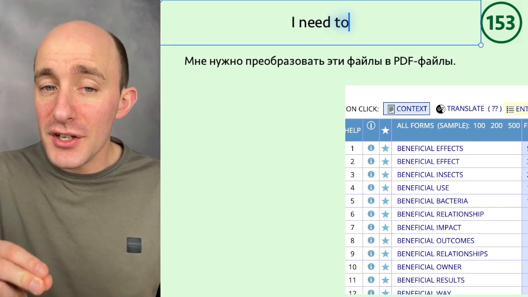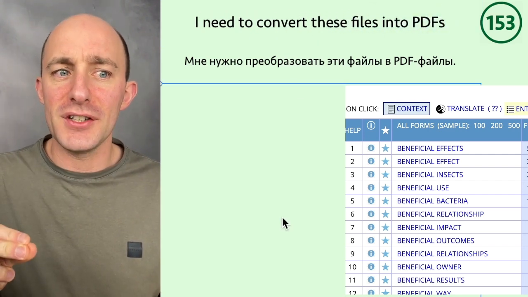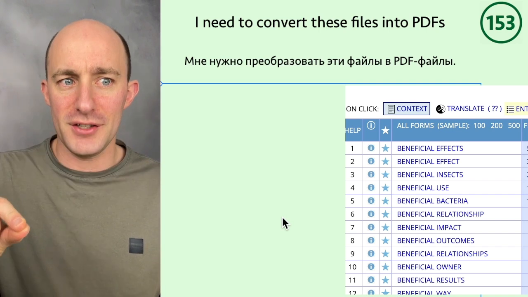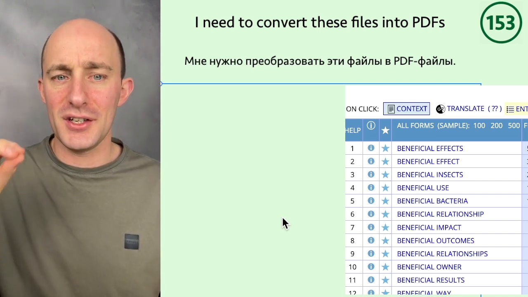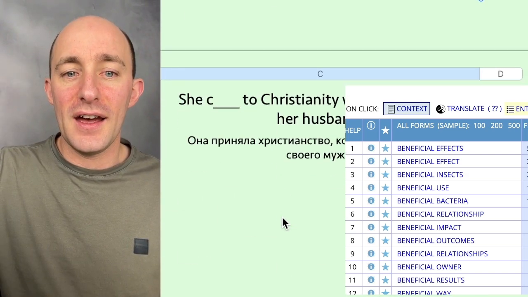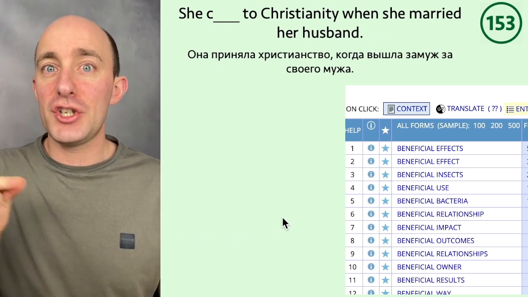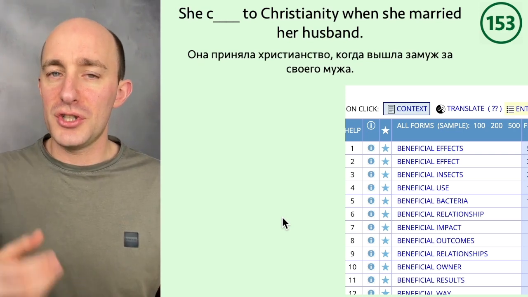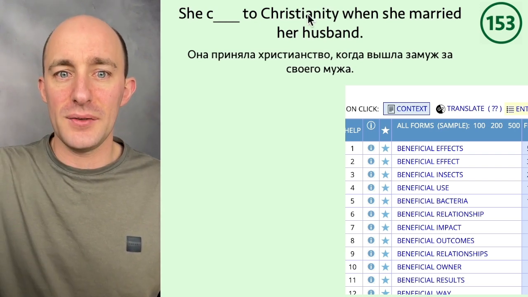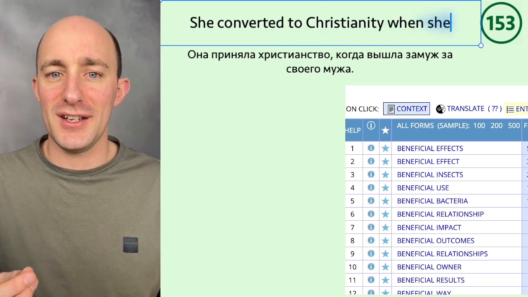I need to convert these files into PDFs. Convert. It's got a long sound. Try to make it a double. Convert. Convert. Convert. I need to convert these files. And we also use convert when we talk about religion. If somebody changes their religion or they choose to adopt a new religion, we use the word convert. So она приняла христианство is she converted to Christianity when she married her husband.